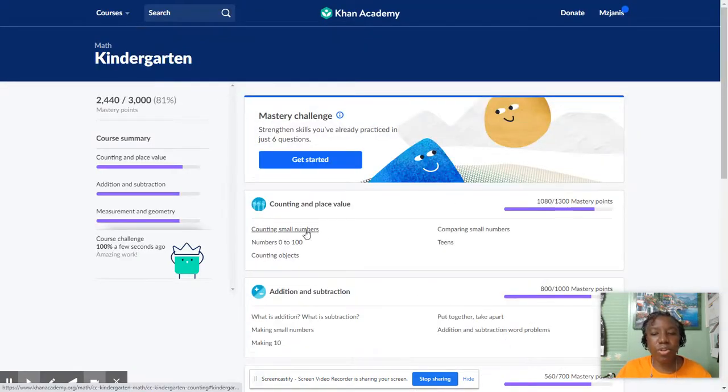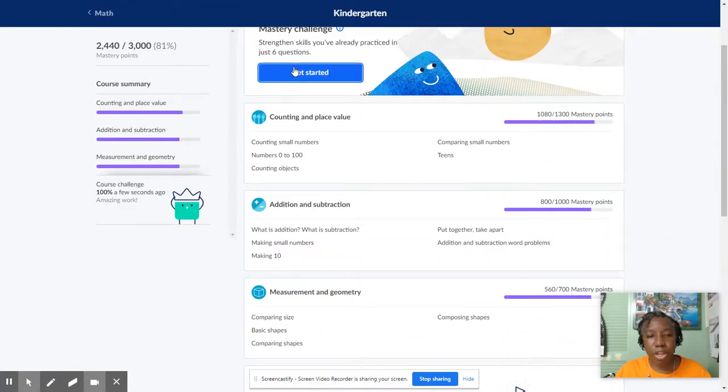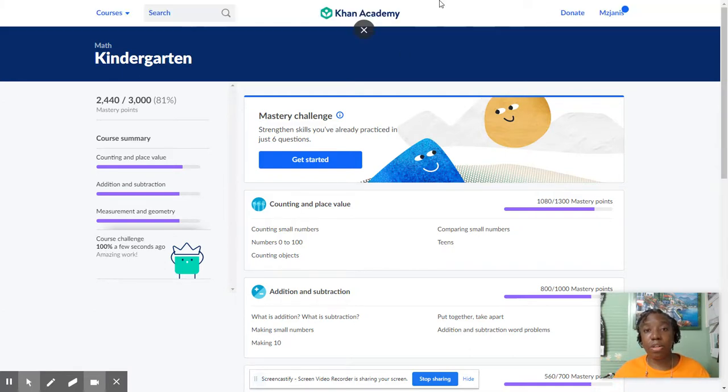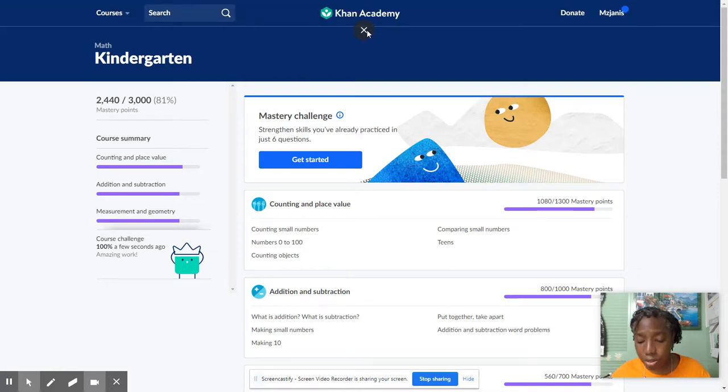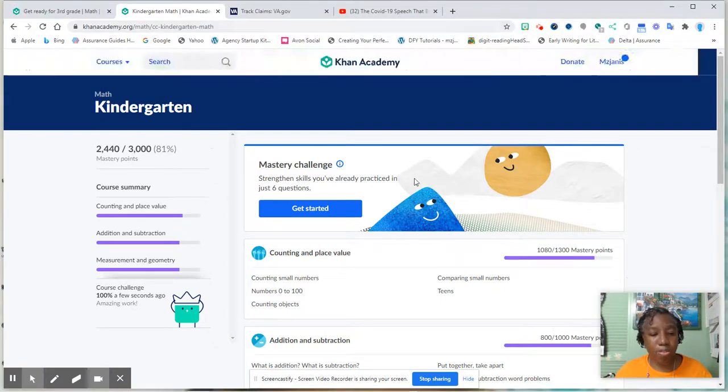Okay, so what to do is count it by number. See, we're almost done this one, right? So it said we already did get started, so we already did this. Let me see. Mastery challenge. We already did. Sorry. Mastery challenge. Strength and skill. You've already practiced in just 6 questions. Okay, let's get started. I think we're going to start right here tomorrow. We're going to stop sharing.